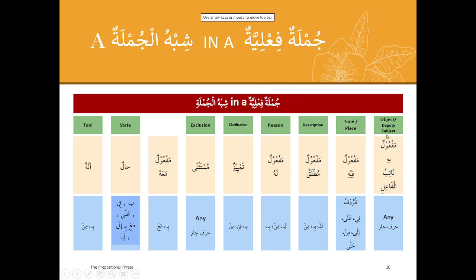So it can be Maf'ul Bihi, Maf'ul Fihi. But we are more familiar with Maf'ul Fihi, remember? Because we said that there's Jar wa Majrur and Zharf with its Mudhaf Ilayh, and both answer the question when and where. That is the default role of the Shibh Jumlah.